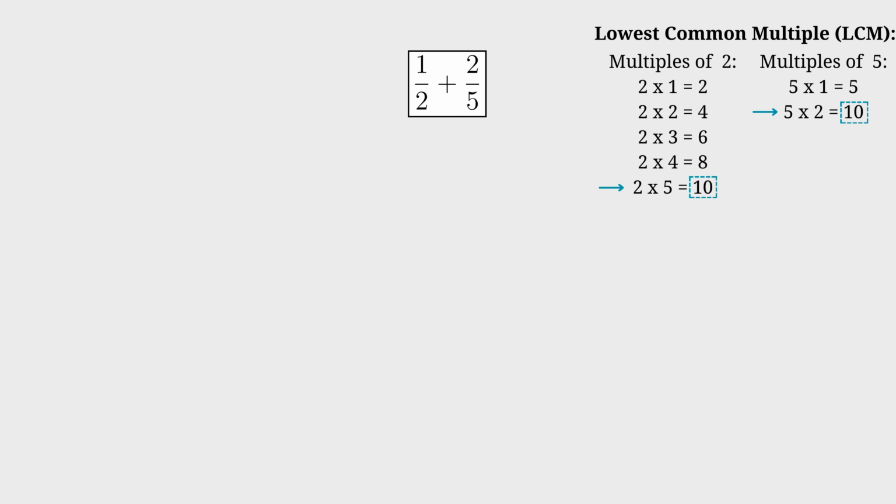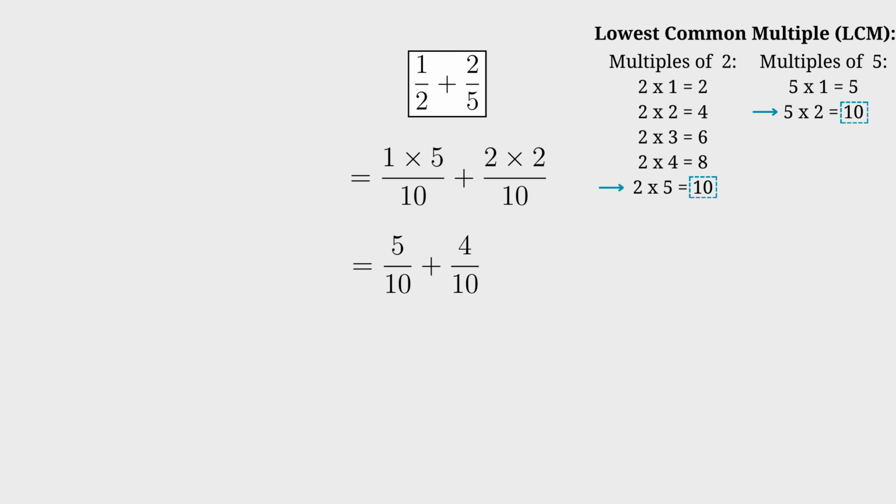Now we make 10 the denominator for both of the fractions and multiply the 1 by the 5 and multiply the 2 by the 2. You will then have 5 over 10 and 4 over 10. 5 over 10 is the same as 1 over 2, and 4 over 10 is the same as 2 over 5. It's just a different way of writing the fractions.